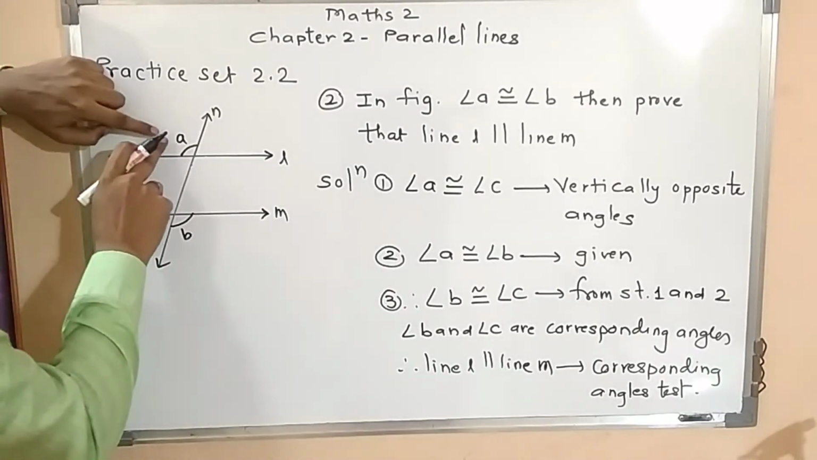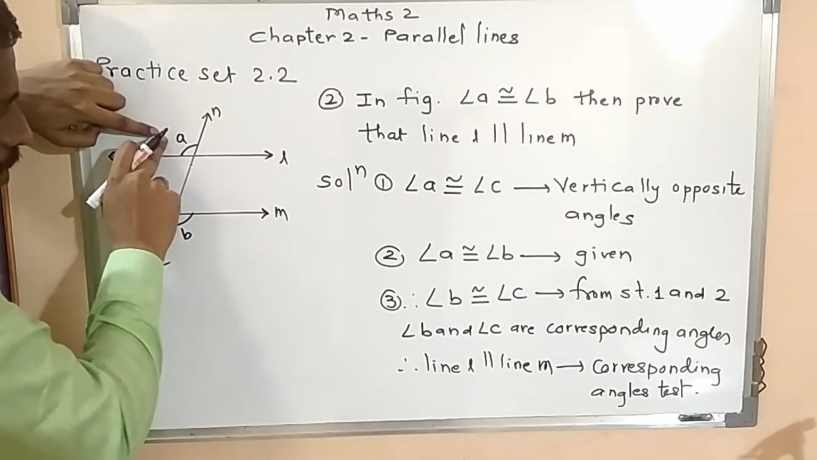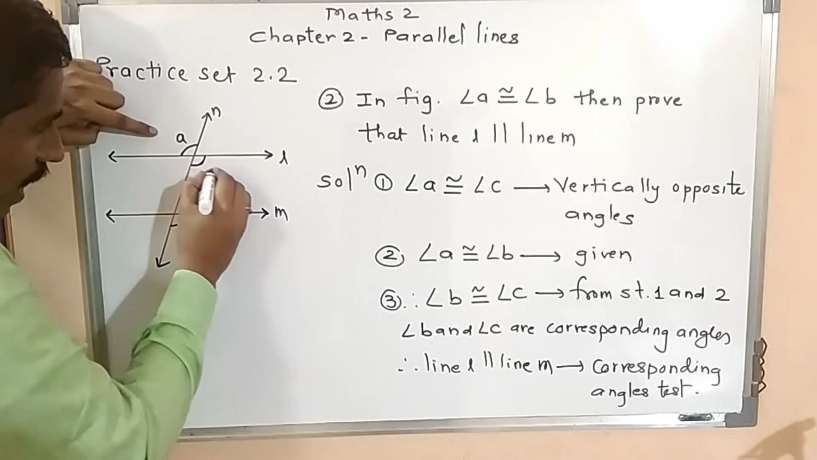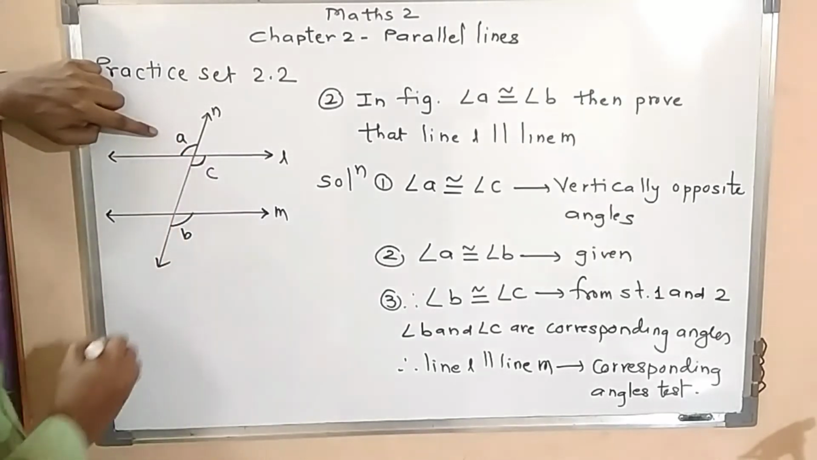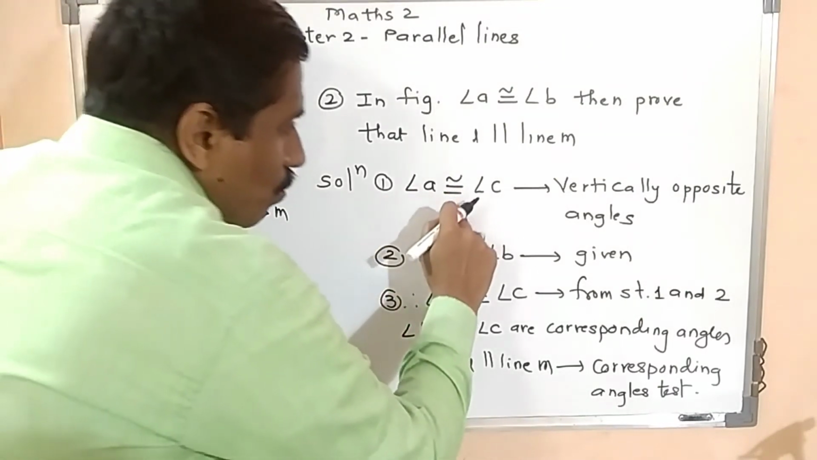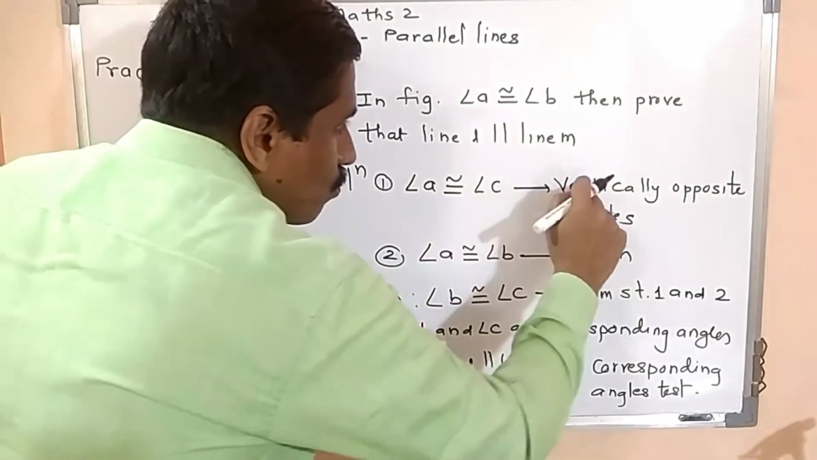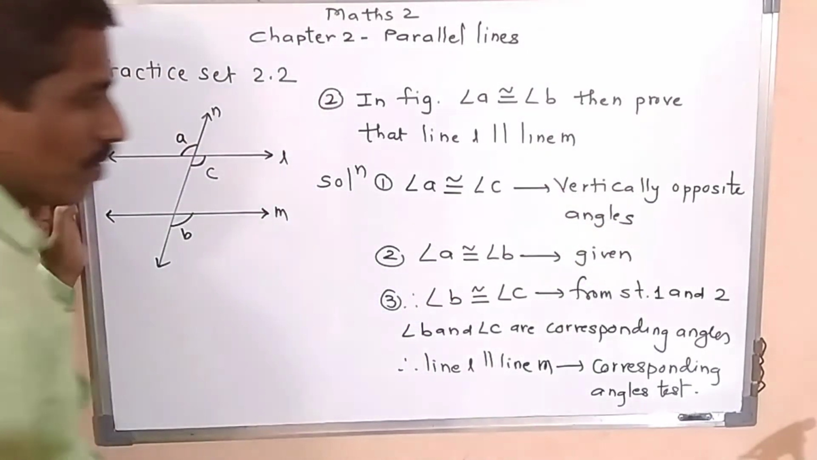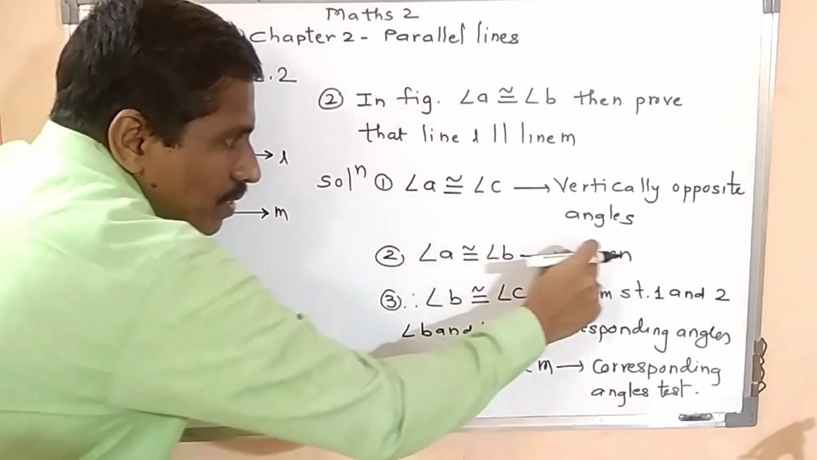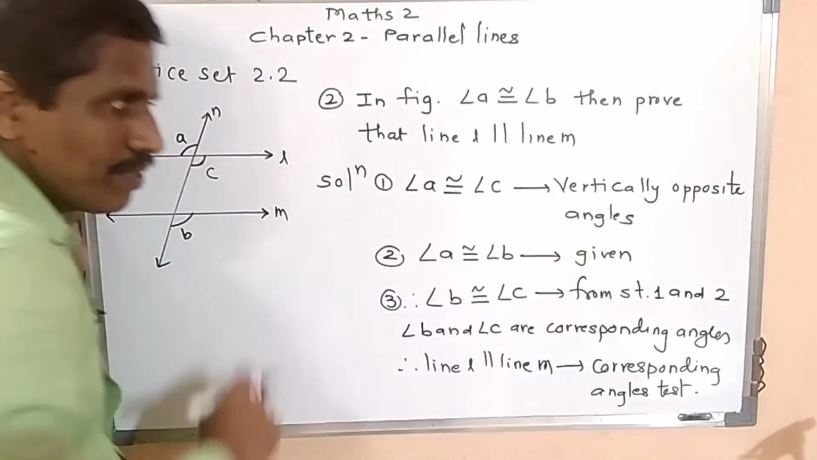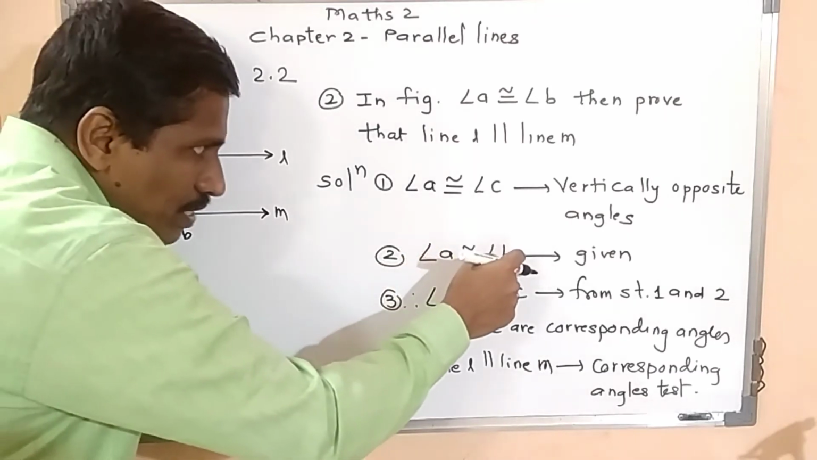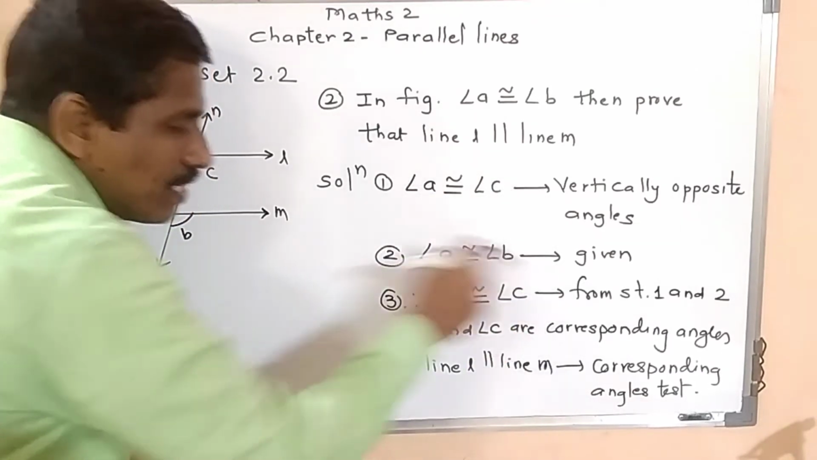If I consider the vertically opposite angle of this angle A, let it be C. So the first statement is angle A is congruent to angle C, because vertically opposite angles are congruent. But it is given that angle A is congruent to angle B. This is given. And from statements number 1 and 2, angle B is congruent to angle C.